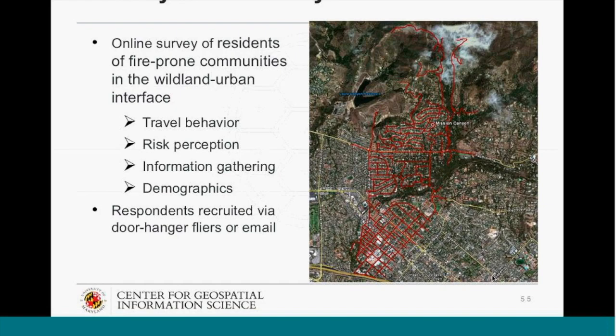But for this example, I did an online survey of residents of the wildfire-prone community in the wildland-urban interface and really tried to figure out a bunch of different factors related to travel behavior, risk perception, just basic information and basic demographics. And I searched out respondents by putting door hangers, so just hanging a little flyer on their doorknob saying, hey, fill out the survey. And then I got a hold of an email list as well. And that was another way that I recruited participants.